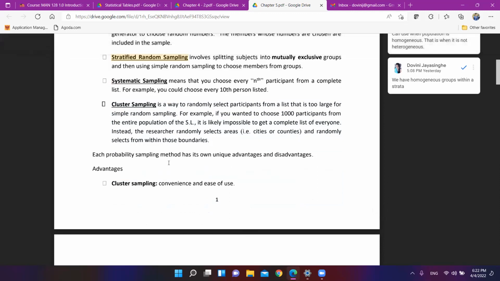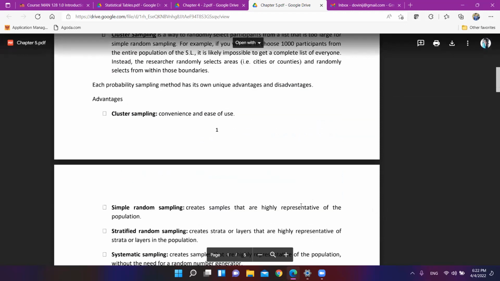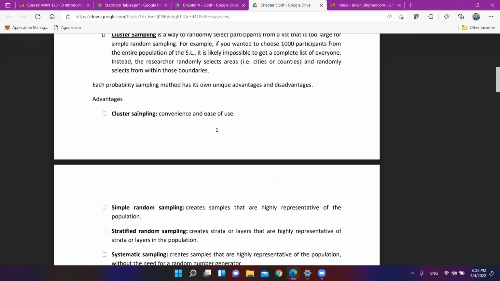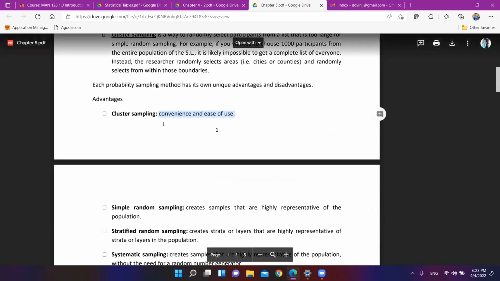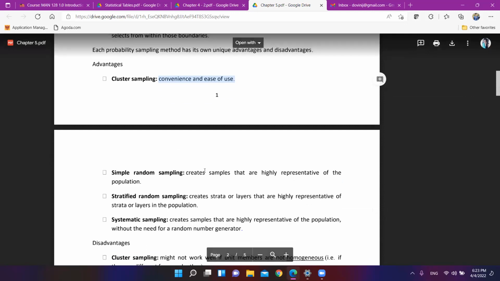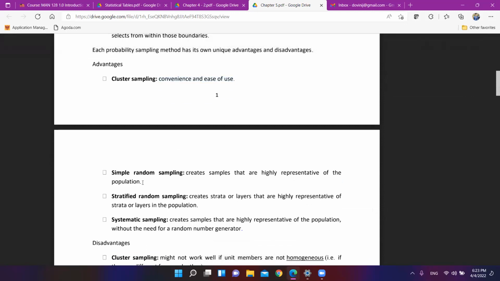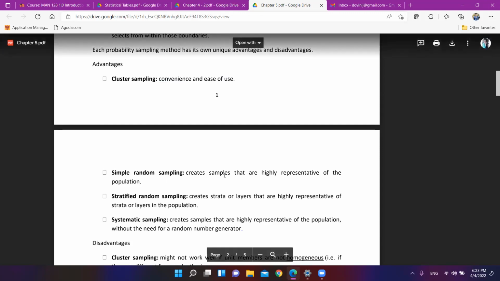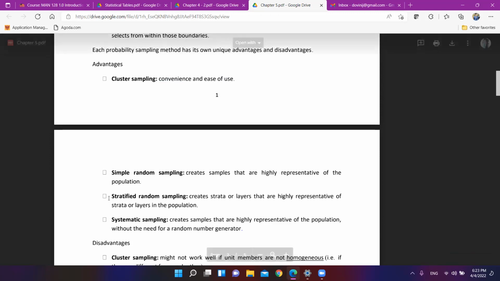Each probability sampling method has its own unique advantages and disadvantages. Let's talk about the advantages. Cluster sampling offers convenience and ease of use. It is convenient because we don't need to know data about the whole population; we take from what we know. Simple random sampling creates samples that are highly representative of the population, because we already know the group is homogeneous, so it's easy. It is very easy to conduct, and it is highly representative given that the population is homogeneous.